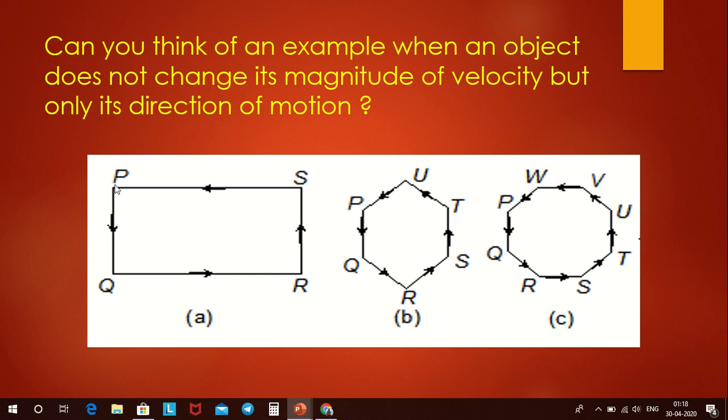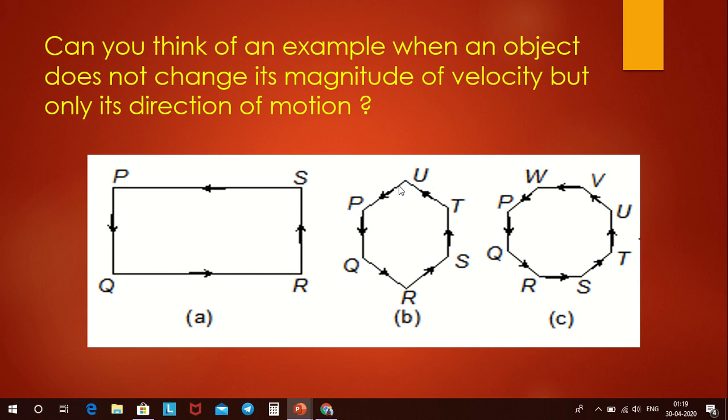Let us see the first figure, PQRS. This is a rectangular path. It is a closed path like you can see in the figure. Suppose an athlete starts from point P and moves towards Q. So he changes his direction at point Q, and again he changes his direction at point R, then at point S, and again at point P. So how many times did he change his direction of motion? Yes, it is right. 4 times. Correct. Now, let us take an example of hexagonal path.